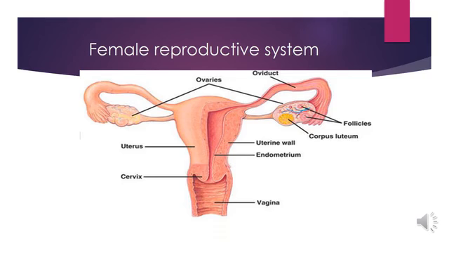vagina. The last part of the female reproductive system is the vagina. This is the part where the penis is inserted during sexual intercourse, and it also forms part of the birth canal.